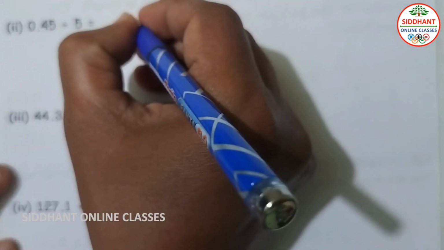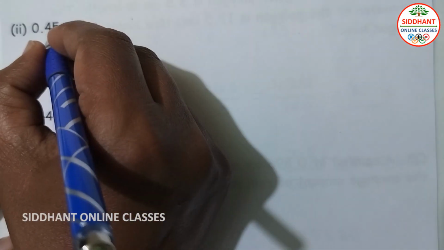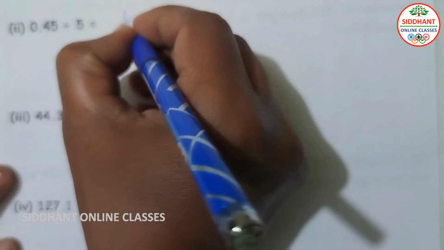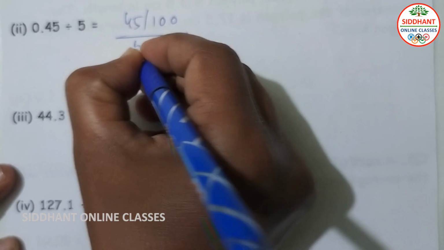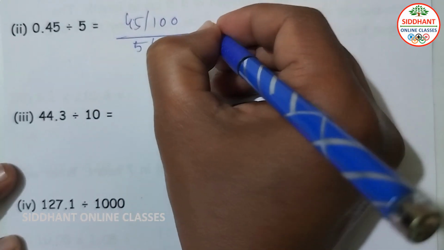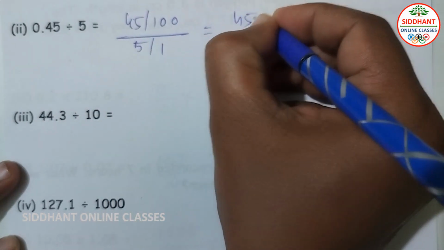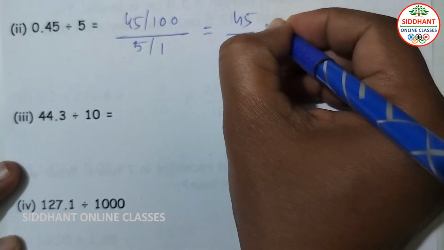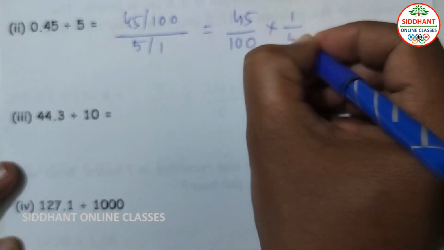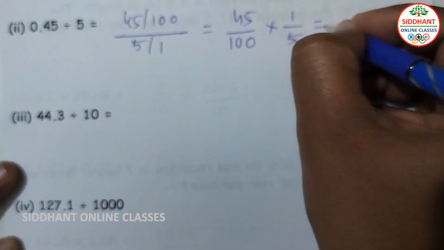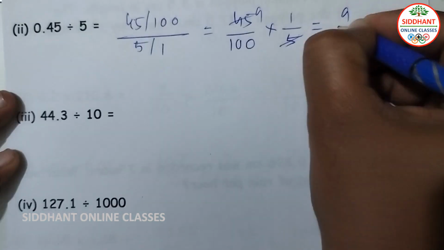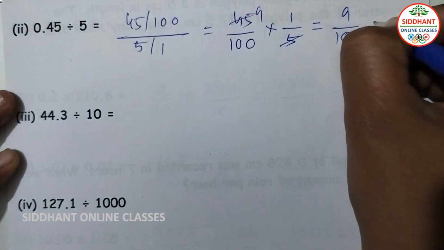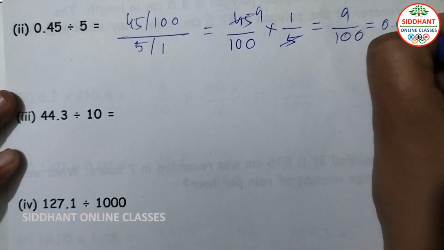Next, 0.45 divided by 5. 0.45 can be written as 45 by 100 divided by 5 by 1, that equals 45 by 100 into 1 by 5, that equals, here 5, here 9 times, that will be 9 by 100, that equals 0.09.